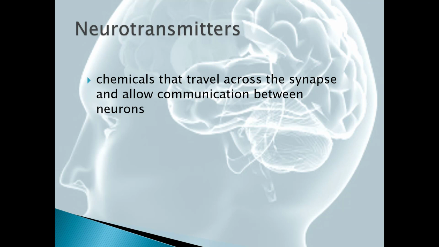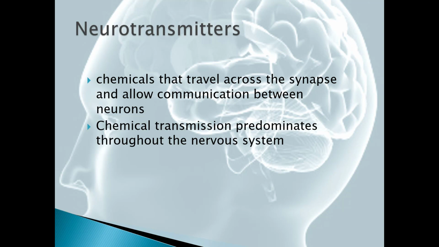So while the action potential travels down the axon within a neuron, once we get to that axon terminal, neurotransmitters are released, and that allows the presynaptic neuron to communicate with the postsynaptic neuron. This chemical transmission predominates throughout the nervous system.